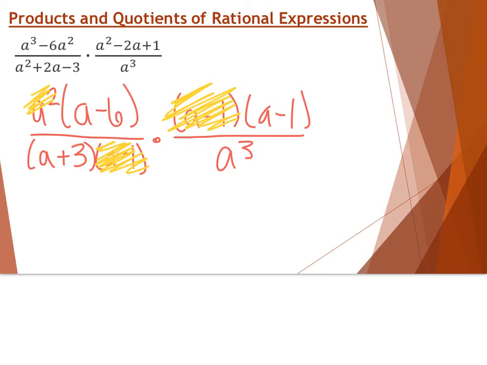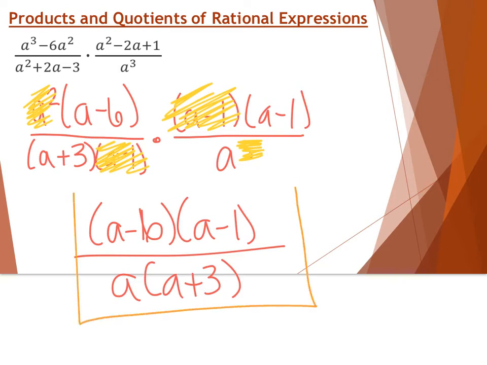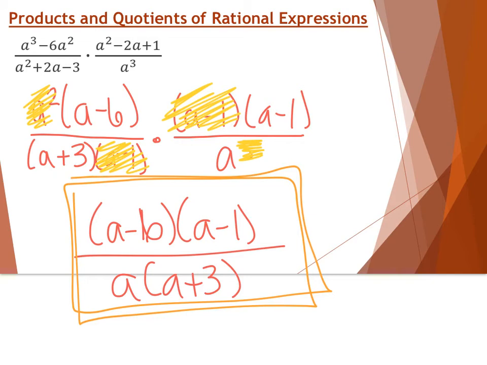This is an a squared, and this is an a to the third, which means there's still this a left. There's nothing else I can cancel because everything else is connected with a plus or a minus sign, and it's not the exact same thing. So your final answer is going to be, on top, a minus 6 and a minus 1. And on the bottom we have that a and a plus 3. And that is your final answer for this problem.